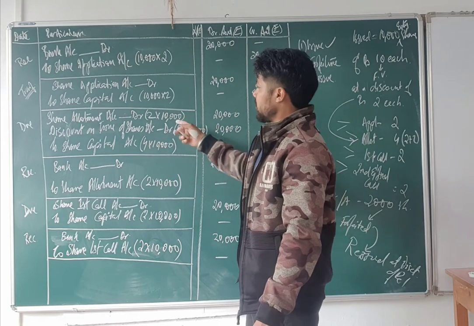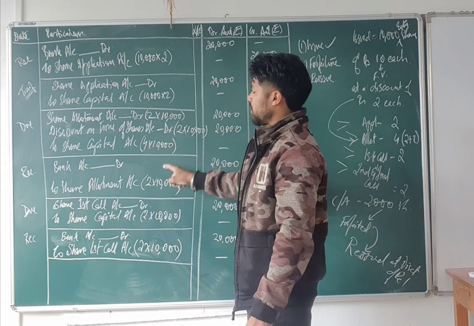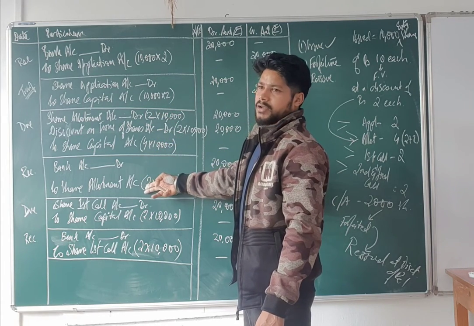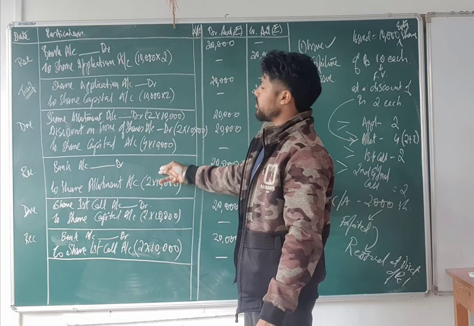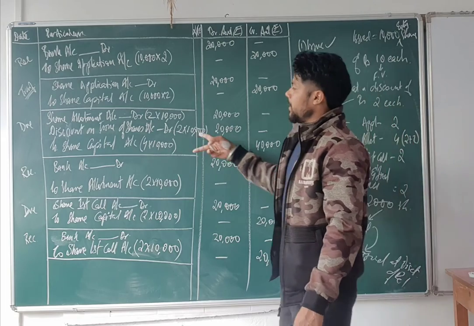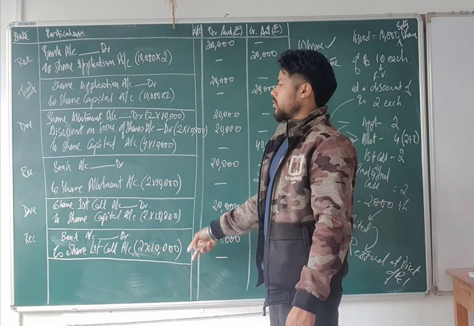Am I clear? Then you will receive the money. So you will receive on the basis of this 4 into 10,000. Remember this. This will be here. Is it okay? And you will receive. Since you are receiving, bank account is debited. 20,000, 20,000. Is it okay? If you know the entries of allotment, you can write the entry for first call and second call also.